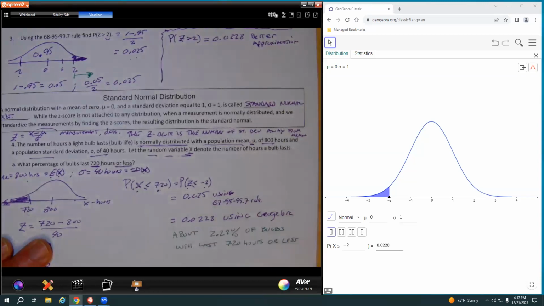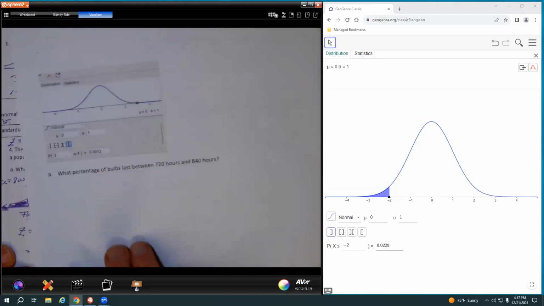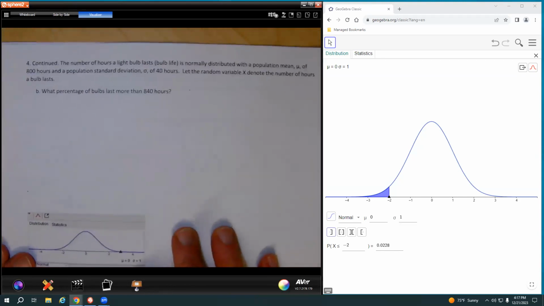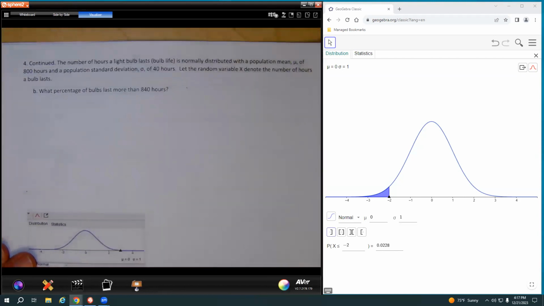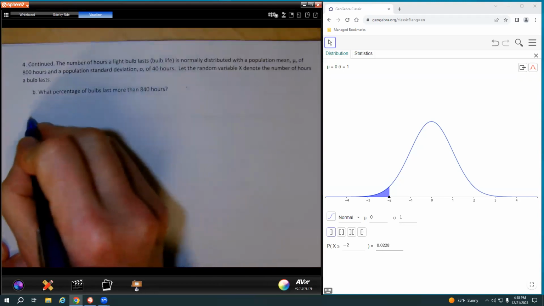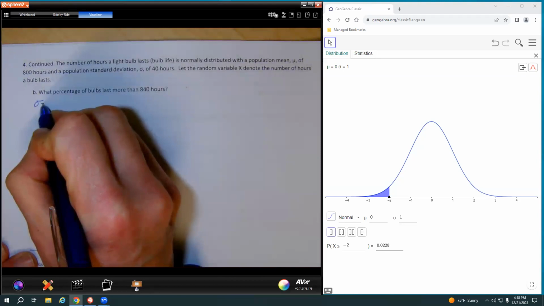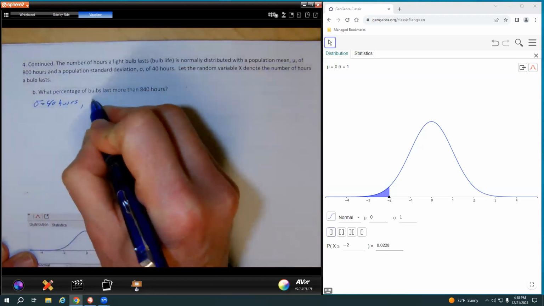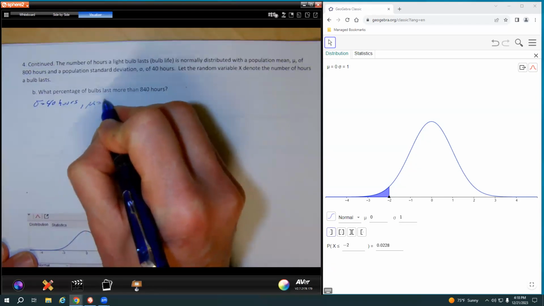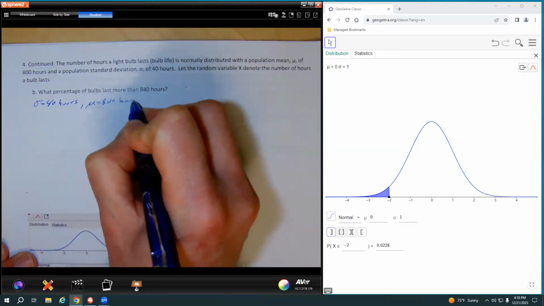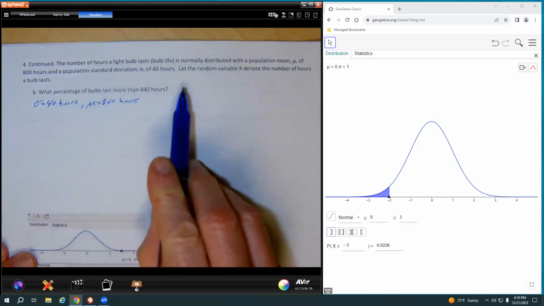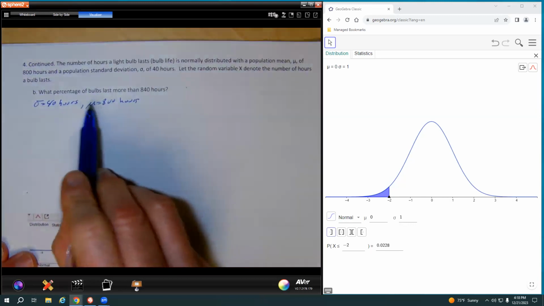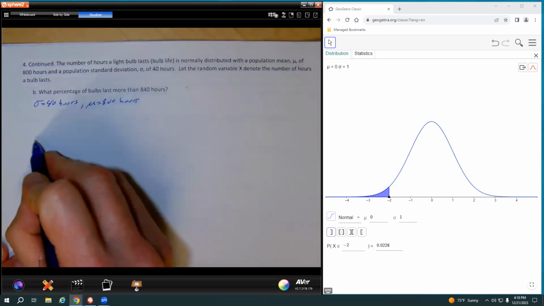Okay, so let's look at this next question. Again, same thing, the number of hours the bulb lasts is normally distributed. So we all have that information. I'm just going to write it all down really quickly, just to remind myself. So, as I said before, what am I after? What percentage of bulbs will last more than 840 hours?